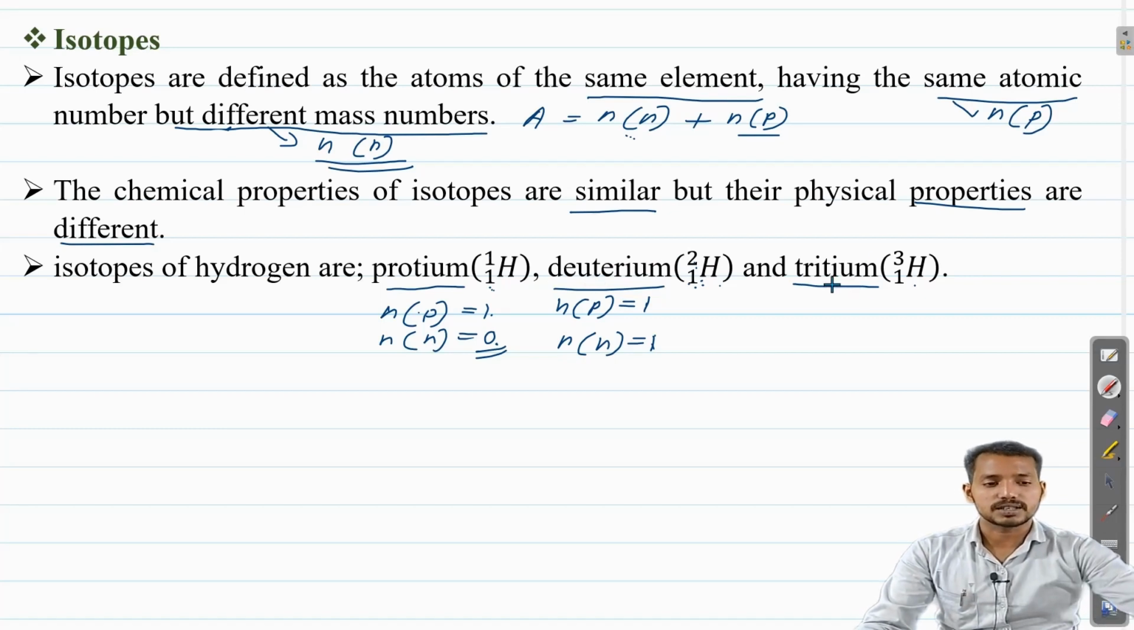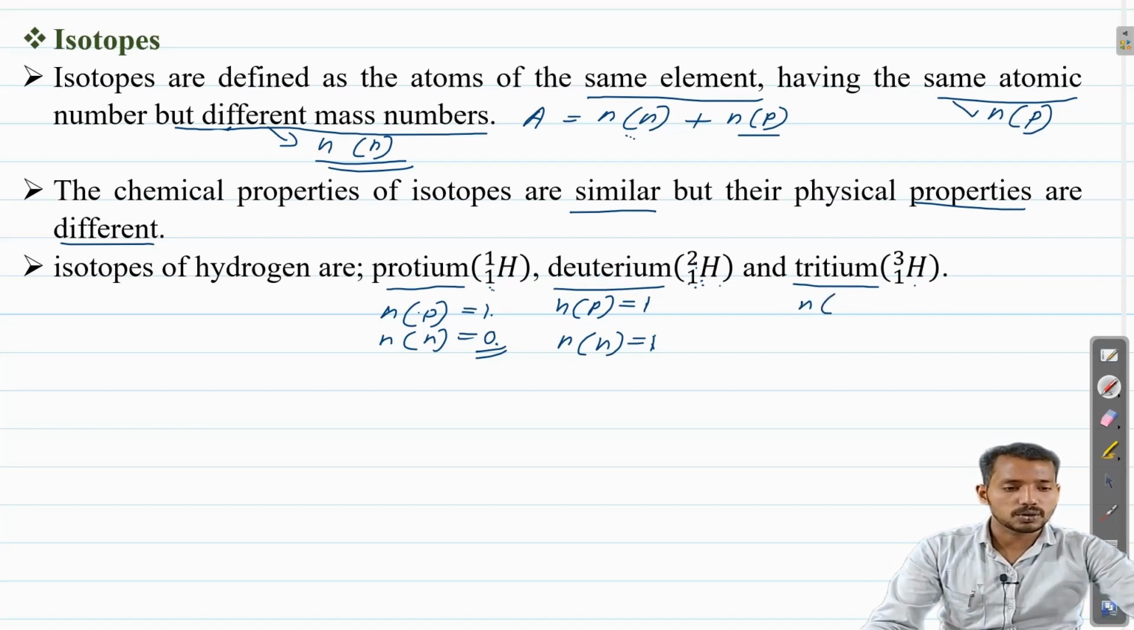And we'll come to tritium. Here number of protons is equal to 1, but number of neutrons is equal to 2. So atomic number is 1 itself, but the mass number is equal to 1 plus 2, that means number of protons plus number of neutrons.